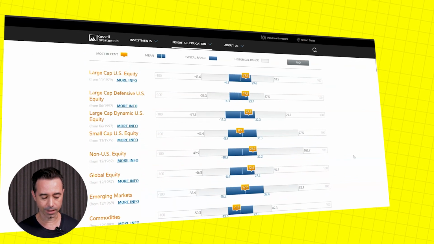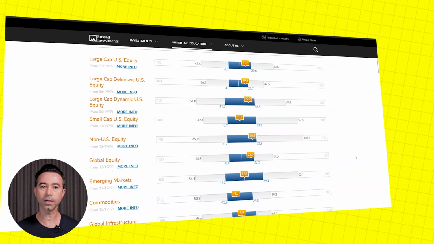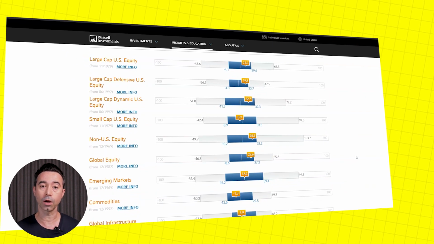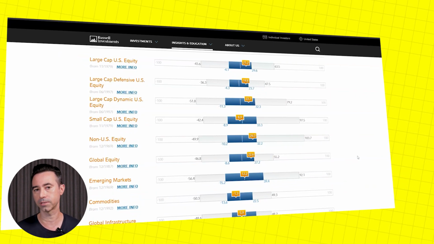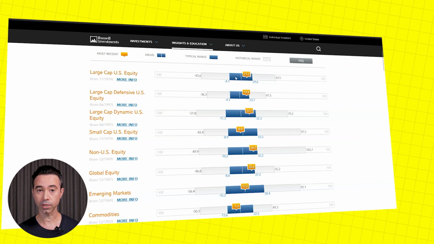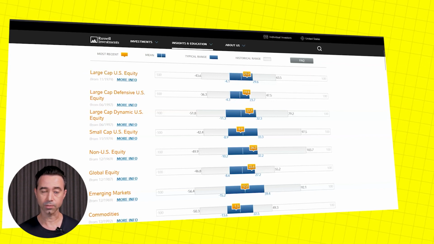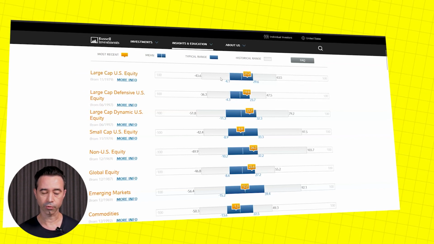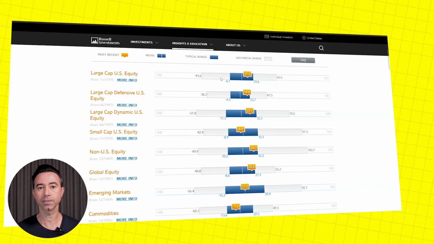I'm not going to spend a lot of time on this part, but this is showing us how these different asset classes are doing right now. Where are they historically? The blue is the typical range. The most recent price is this orange one. And the gray ones are the range that it's possibly traded in before.